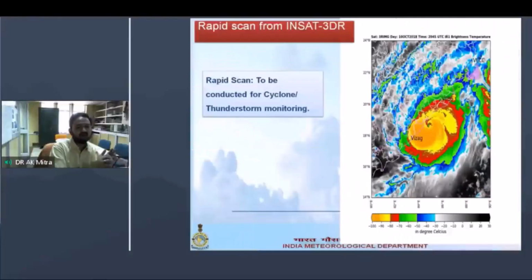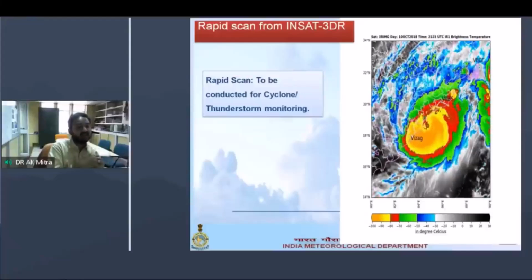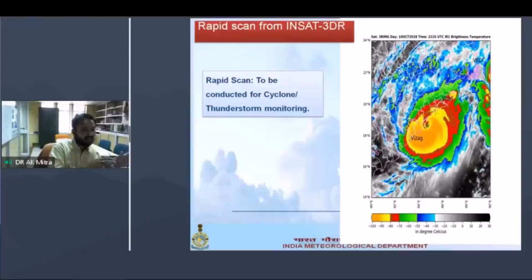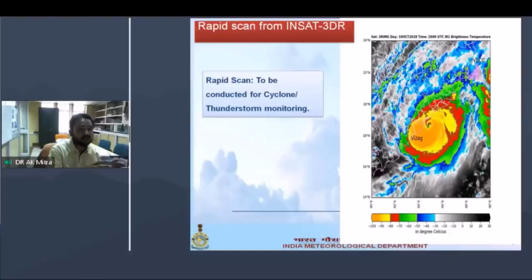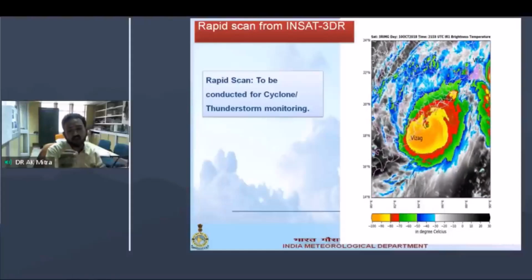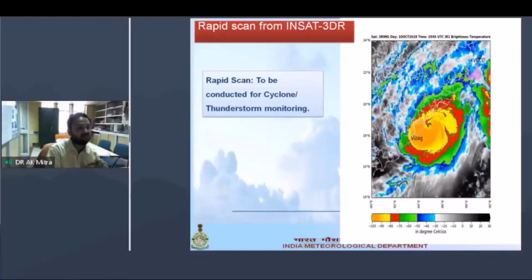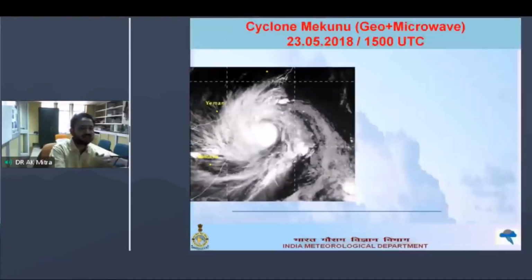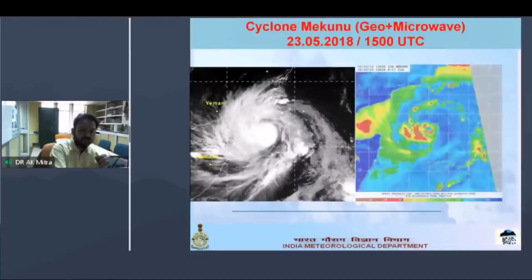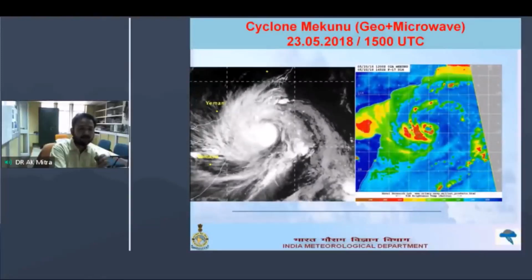So now you can see the inner core. Why I'm saying that rapid scan and this scanning help us to improve our tropical cyclone forecast and its location, because you see every 4th minute we will be able to see the inner core, where the eye is, when it will be crossing to the land, and how the eye wall is behaving. So these are the kind of improvements we noticed in the past 2-3 years from the different satellite data.